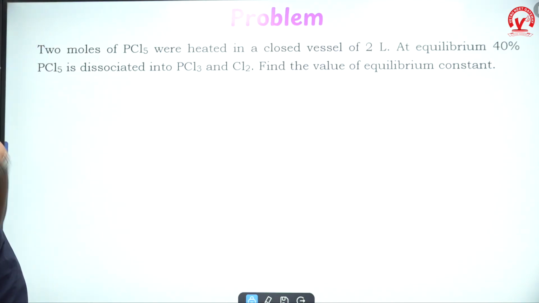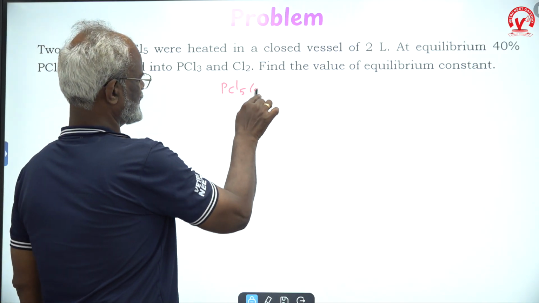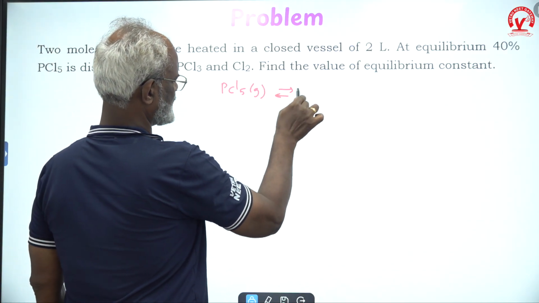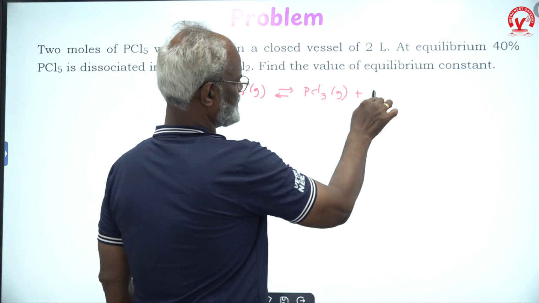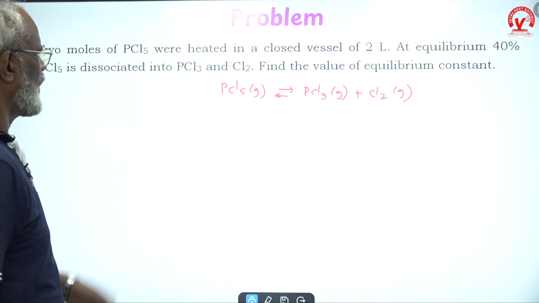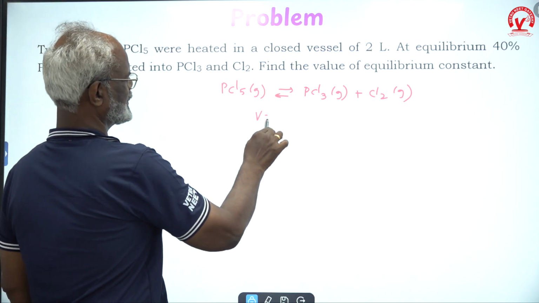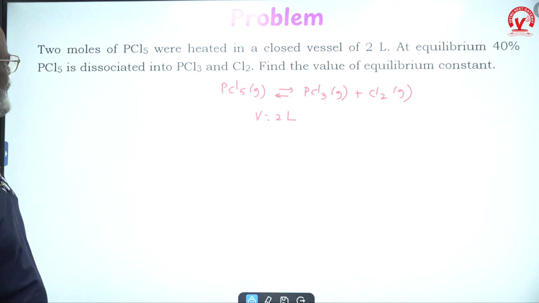Dissociation of PCl5. PCl5 is a gas. Reversibly, it gives PCl3 gas plus Cl2 gas. The volume is given, which is 2 liters. At equilibrium, 40% PCl5 is dissociated. Find the equilibrium constant.